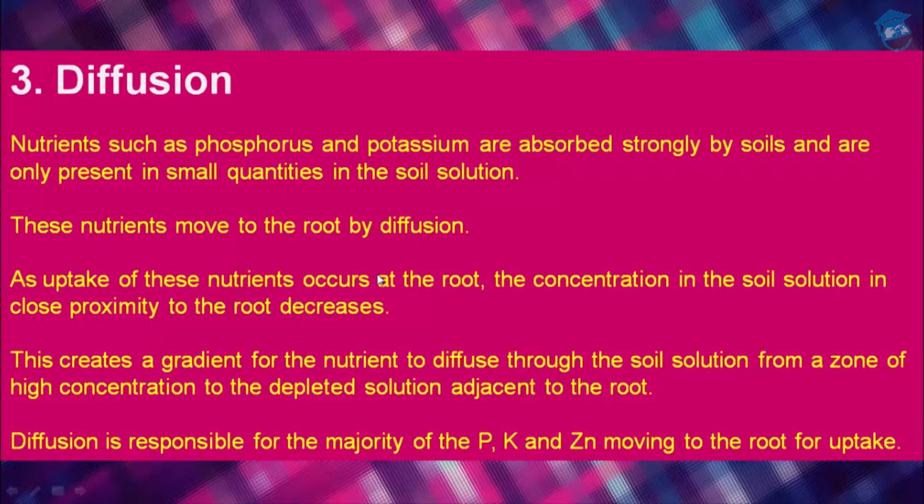As uptake of these nutrients occurs at the root, the concentration in soil solution in close proximity to the root decreases. That's why uptake of these nutrients occurs. Okay. This creates a gradient for nutrients to diffuse through the soil solution from a zone of high concentration to the depleted solution adjacent to the root. That means from a high concentration to a lower concentration. Diffusion is responsible for the majority of phosphorus, potassium, and zinc moving to the root for uptake.